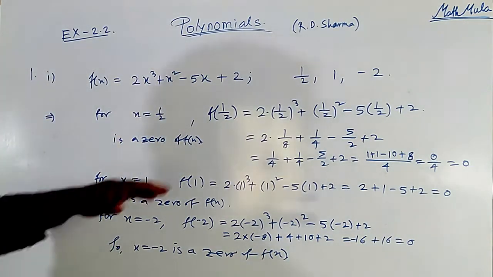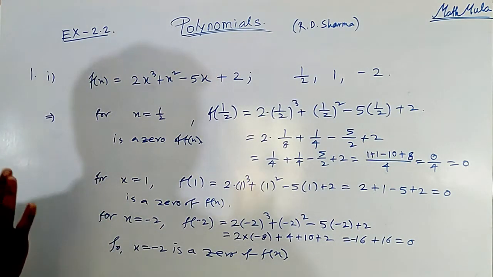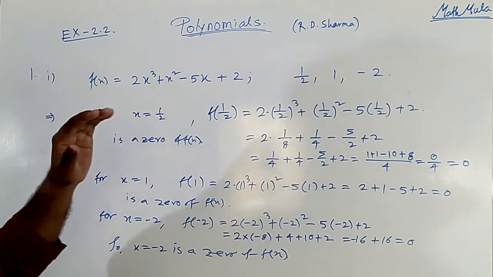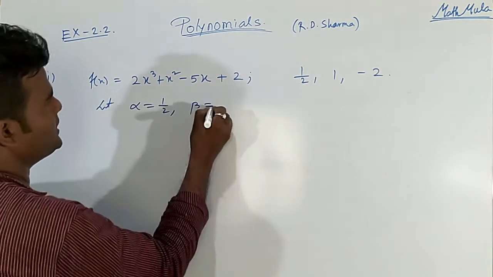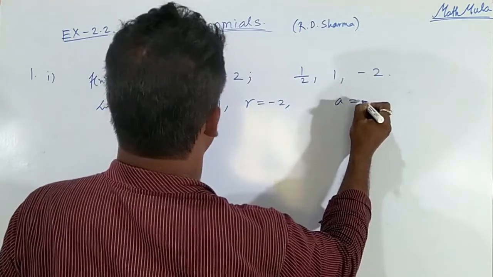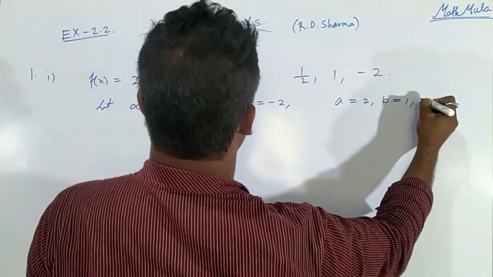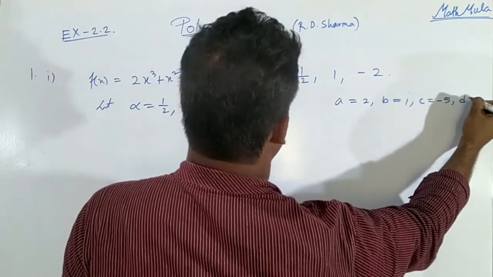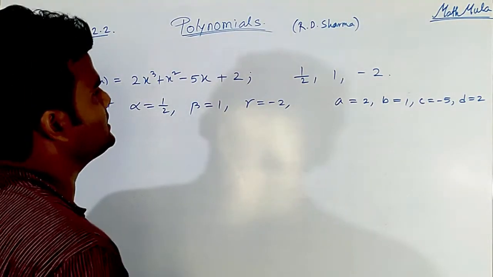Now look, the given numbers 1/2, 1 and −2 are the zeros of this polynomial. Now we verify the relationship between the zeros and the coefficients of this polynomial. Let alpha = 1/2, beta = 1, gamma = −2. The coefficient of x³, that is a, is 2, the coefficient of x², that is b, is 1, the coefficient of x, that is c, is −5, and the constant term d is 2. Now we verify the relationship between the zeros and the coefficients.